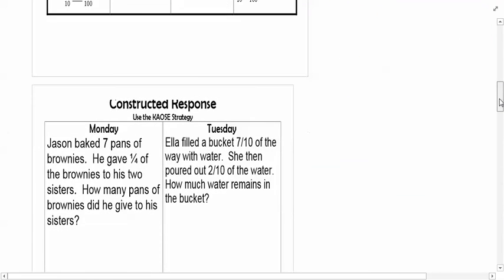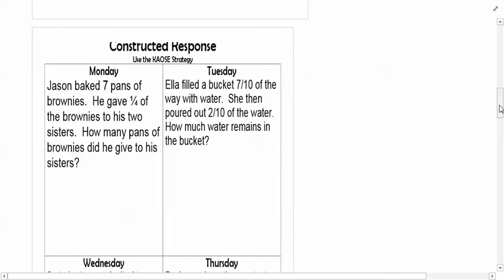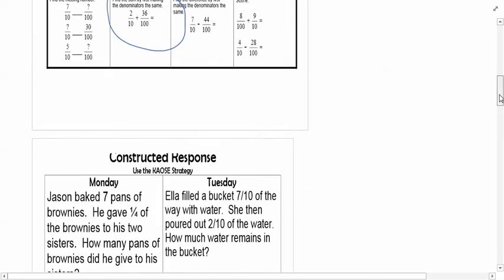And the constructed response question is very simple. Ella filled a bucket 7/10 of the way with water. She then poured out 2/10 of the water. How much water remains in the bucket? 7/10 minus 2/10 is 5/10. And if you were to reduce that, that would become 1/2. And that is the homework for Tuesday.